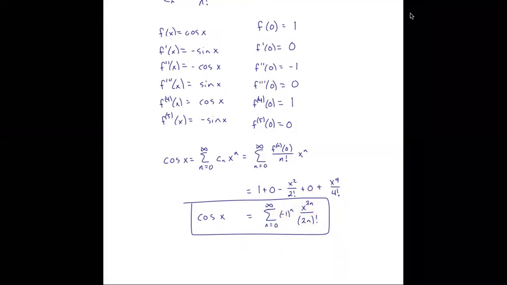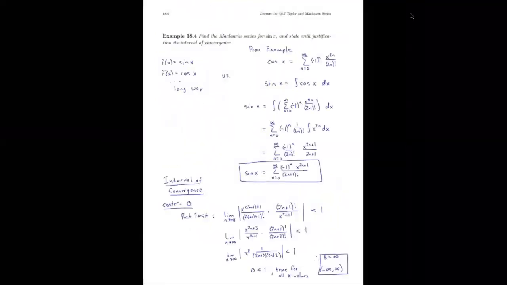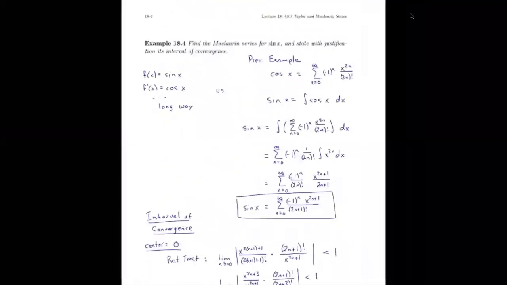So let's see another one. Find the Maclaurin series for sine of x and state with justification its interval of convergence. Okay, so we'll see that momentarily. Sine of x.